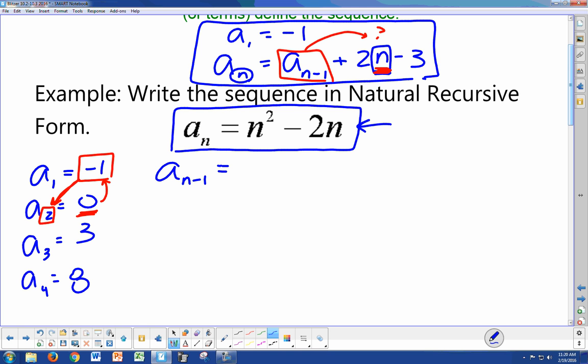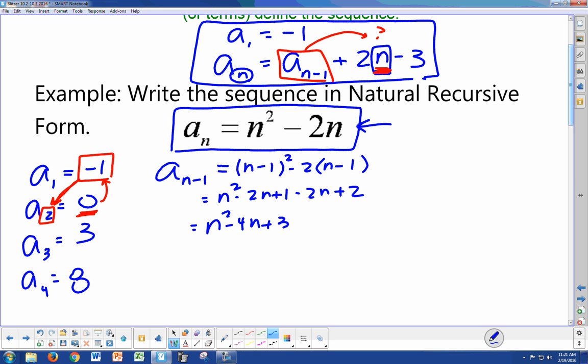A sub n minus 1 is saying I'm taking the same sequence of numbers, but I'm kind of pushing them off a bit. So it's n minus 1 squared minus 2 times n minus 1. And notice what happens as we work this out. It's n squared minus 2n plus 1 minus 2n plus 2. And finally, n squared minus 4n plus 3. And that is our a sub n minus 1, which is, of course, a slight difference from our current explicit definition, a sub n.